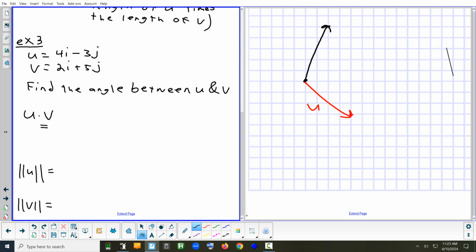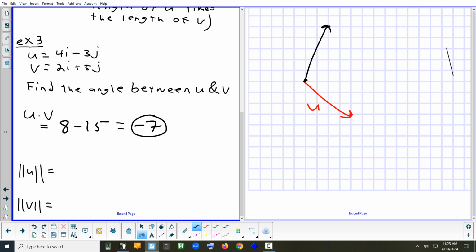What is the dot product of u and v? 4 times 2 plus negative 3 times 5. So the dot product is going to be 8 minus 15, which gives me negative 7. So there's our dot product.